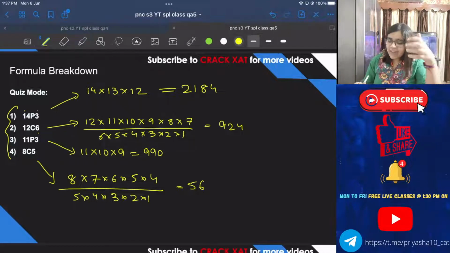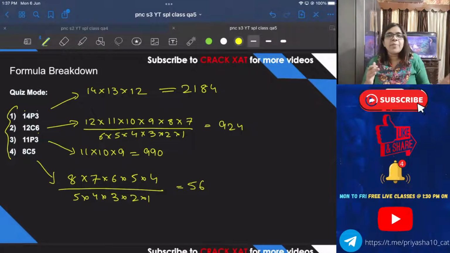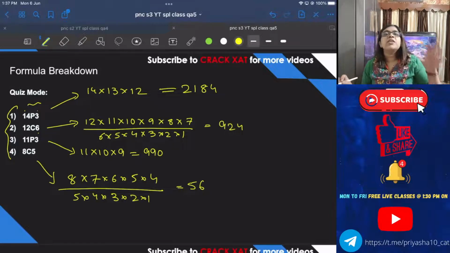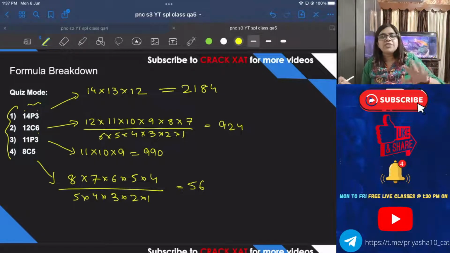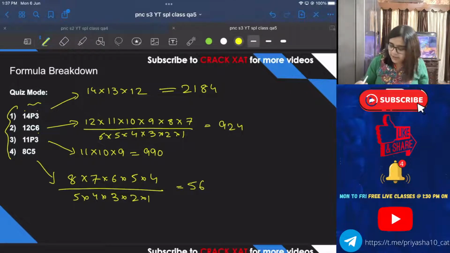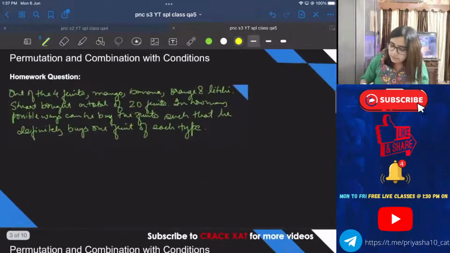So that's why try and understand what these IIM or XLRI people are actually searching for. They are searching for people who know some basic fundas of mathematics, reasoning, and English well, so that at least they can cover 50% of the accuracy of the paper and make it to the best B schools. Fine. Now we are going to do the homework questions.